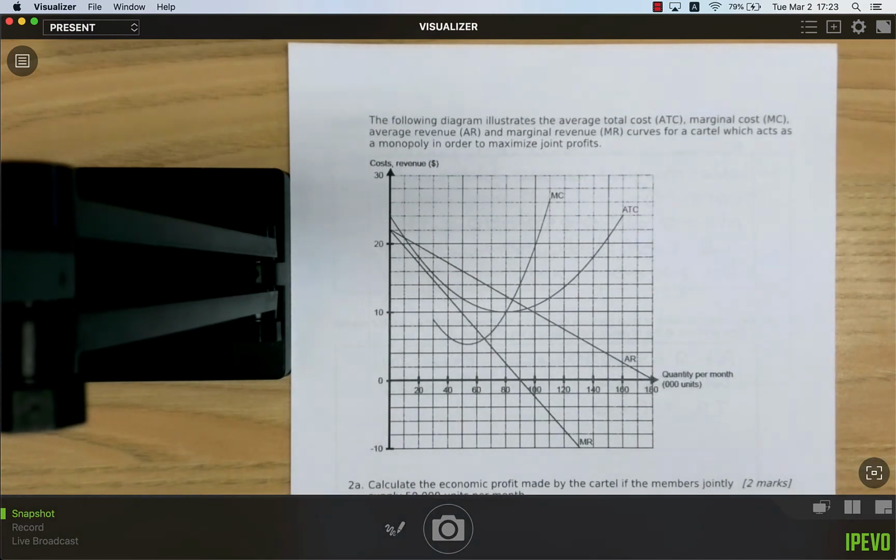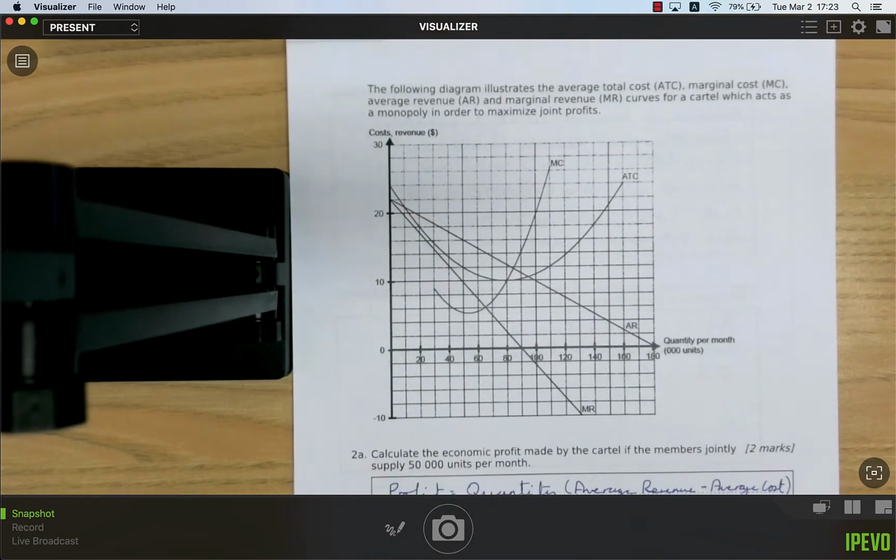Calculate the economic profit made by the cartel if its members jointly supply 50,000 units per month. So what we're saying is, if all the firms in the industry, all the suppliers of a particular good or service, join together and behave as one, they are acting like a monopoly. But it's a cartel. So calculate the economic profit made by the cartel if members jointly supply 50,000 units.